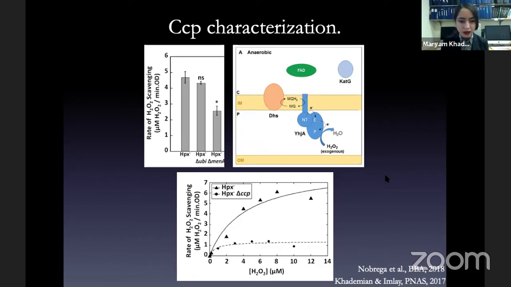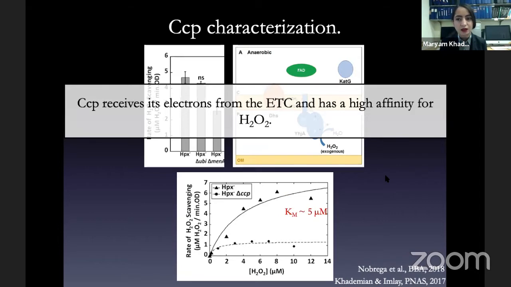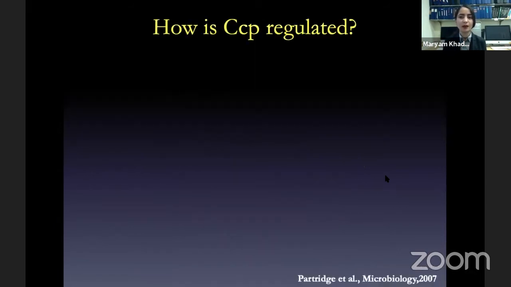And I measured the Km for this enzyme, and it turned out to be about 5 micromolar, which is low. Overall, our data showed that CCP receives its electrons from the electron transport chain, and it has a high affinity for hydrogen peroxide. But how is it regulated?